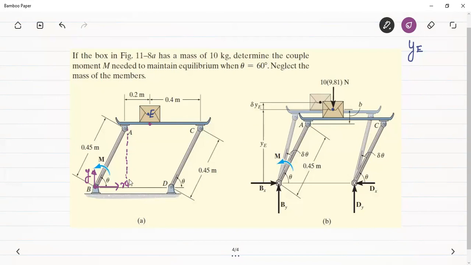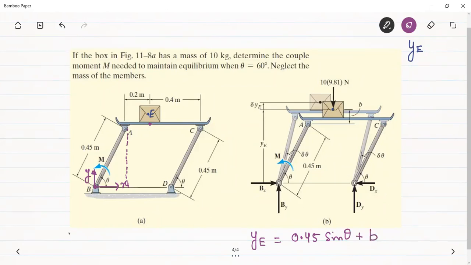So how much will be this coordinate here? If this is a right angle triangle, then this will be 0.45. This y coordinate will be equal to 0.45 sine theta. But this is the y coordinate of point A. Actually, we are interested in finding the y coordinate of point E. Therefore, there will be some distance from A to E, which has been assumed to be this B. Therefore, we have to add this distance as well.